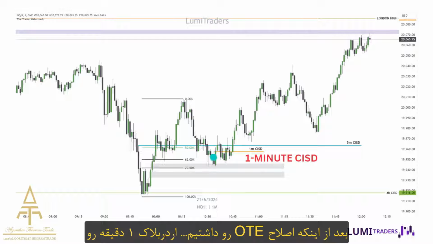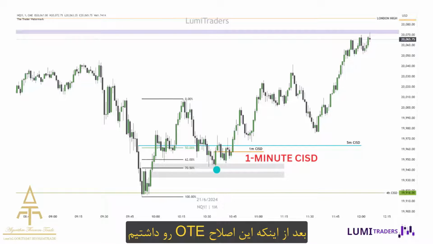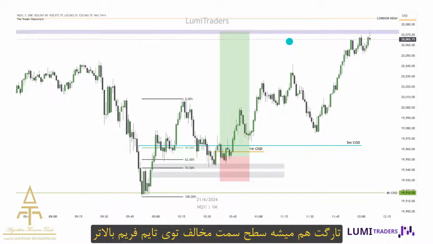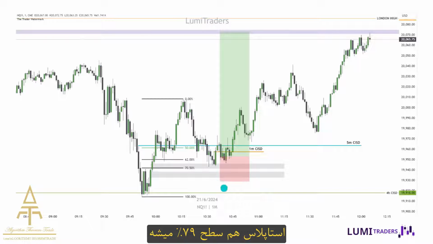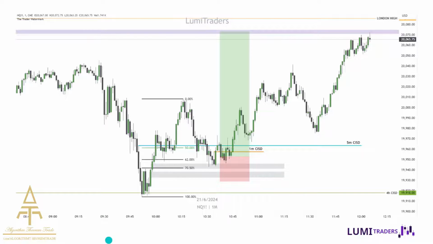1-minute order block after we got OT retracement. Here's your entry, at the test of this order block. Target is going to be the opposite high time frame level, and stop loss is going to be 79%. I'm going to explain how you want to place stop losses a little bit later today.